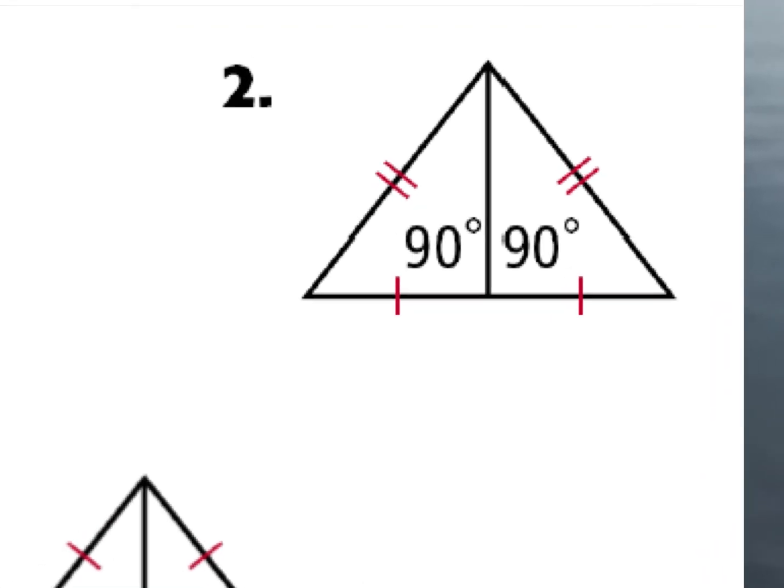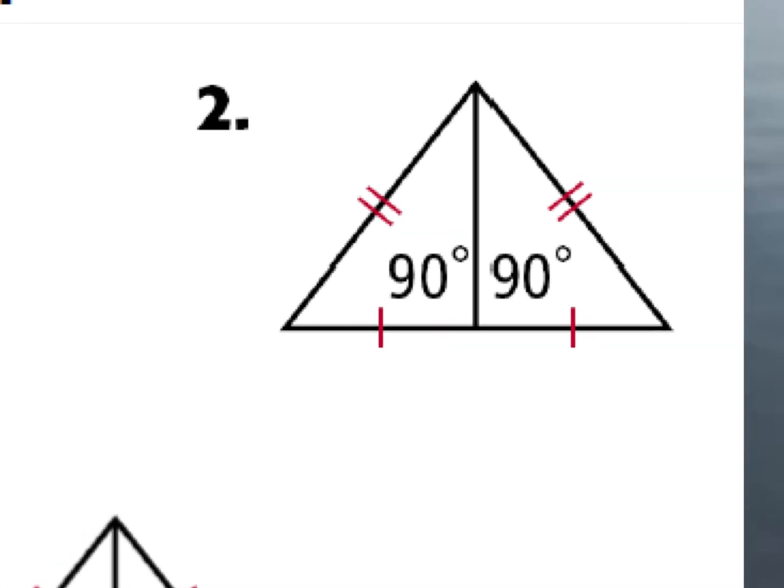All right, looking at number 2. There are 2 here. Who could give me 1? Katya? HL works. Yeah, I could for sure use HL. Just showing you why I could use HL. This is my hypotenuse right here. This is also my hypotenuse. They're congruent. And then I have 1 leg. So keep in mind this 90 degrees is for this corner right here.